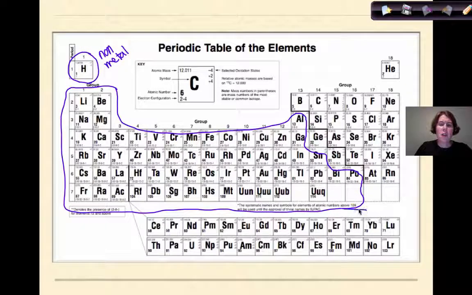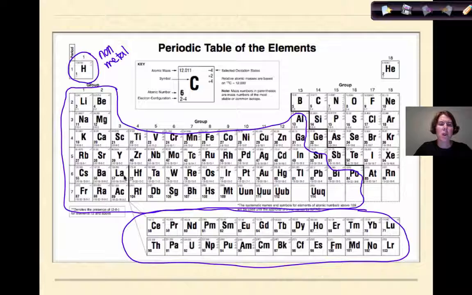Also including our actinide and lanthanide series, which we find at the bottom. Don't want to forget those. Metals. When we talk about metallic properties, we're talking about all these elements. So the majority of the periodic table are found as metals.